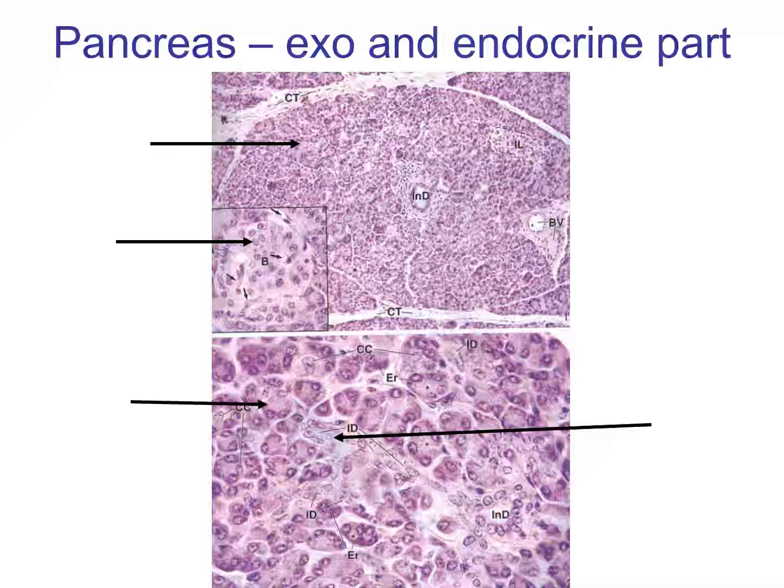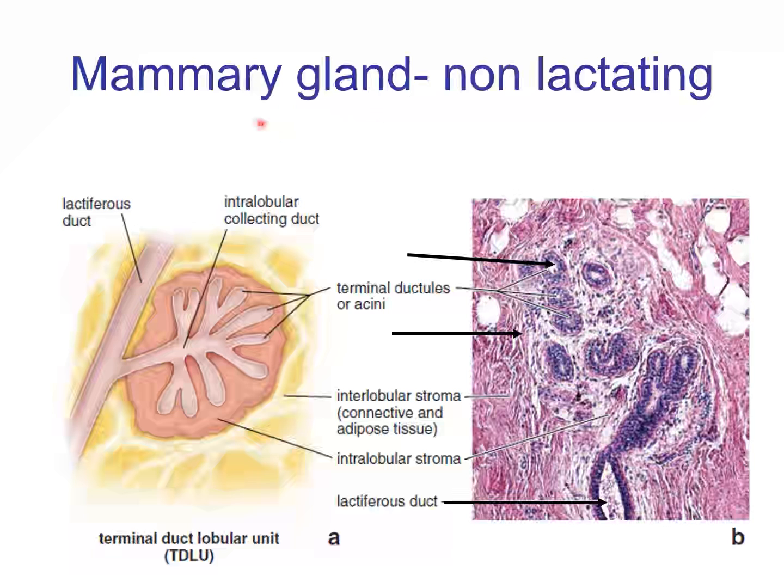After studying the salivary glands, let us study the mammary glands. This is a picture of the non-lactating mammary gland, which contains only the duct system and connective tissue. This is one of the lobule of the mammary gland. The lobule contains small ducts and collecting ducts. This is called intralobular collecting duct.